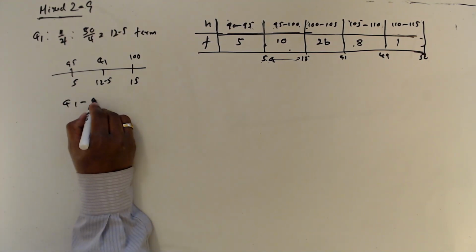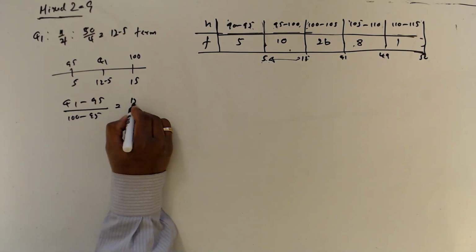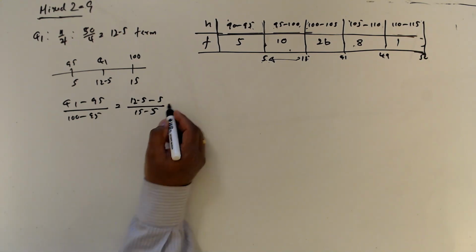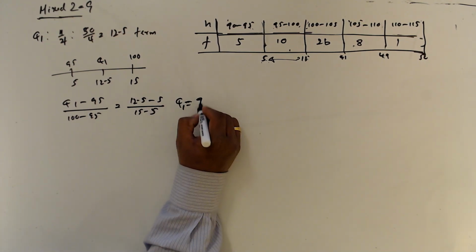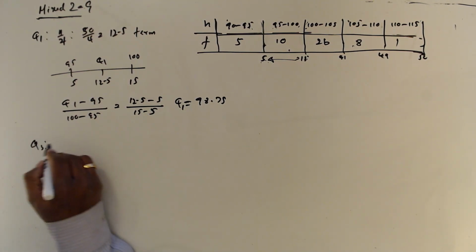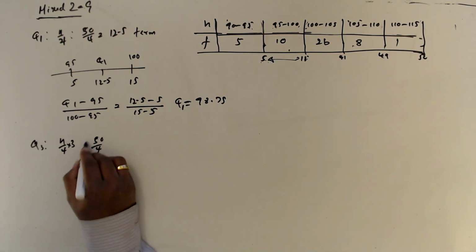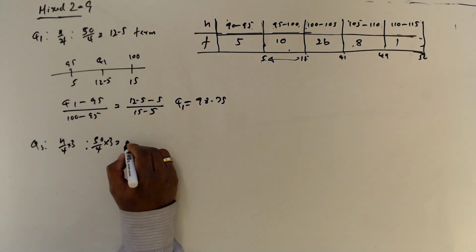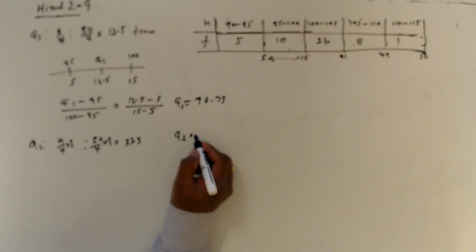So Q1 minus 95 over 100 minus 95 equals 12.5 minus 5 over 15 minus 5. Q1 is going to be 98.75. So for Q3, n divided by 4 times 3. So this is 50 divided by 4 times 3. This is 12.5 times 3, 37.5.